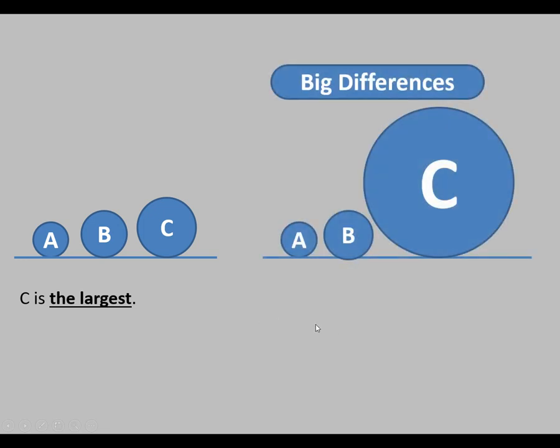When you have three things to compare, more than two things to compare, you could probably say something like C is the largest, or A is the smallest. But what about when you have big differences like this? How would you compare now? You could say something like C is by far the largest, using by far to emphasize big difference.